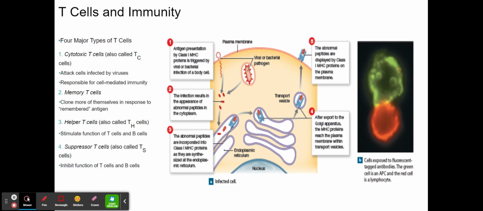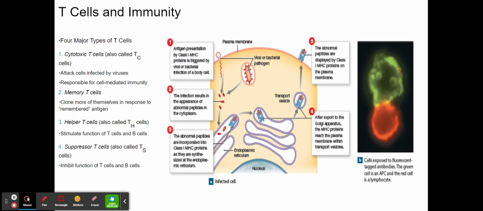Helper T cells are absolutely vital to the immune response because they must activate B cells before the B cells can produce antibodies. The reduction in helper T cell population that occurs in diseases like AIDS is largely responsible for the loss of immunity. And lastly, suppressor T cells inhibit T cell and B cell activities and moderate the immune response.